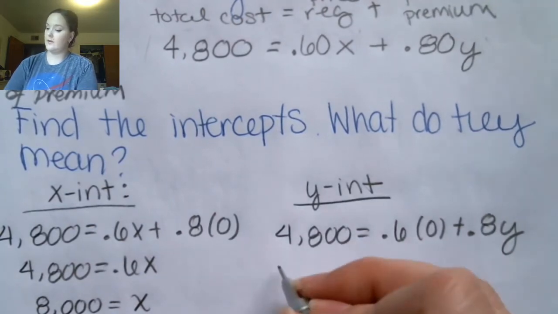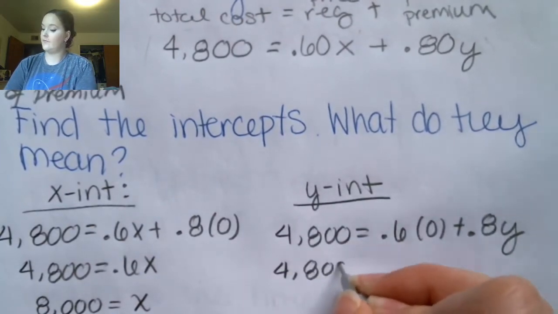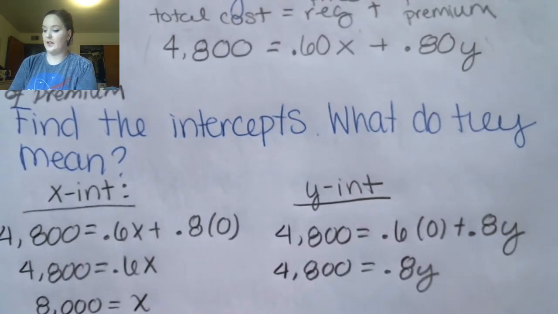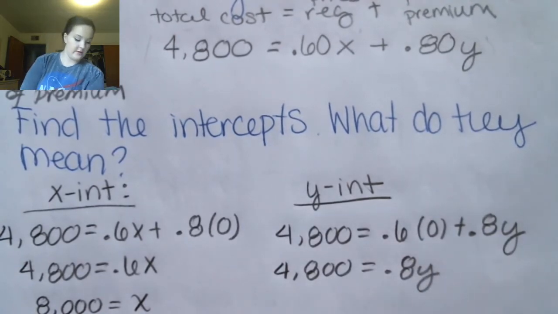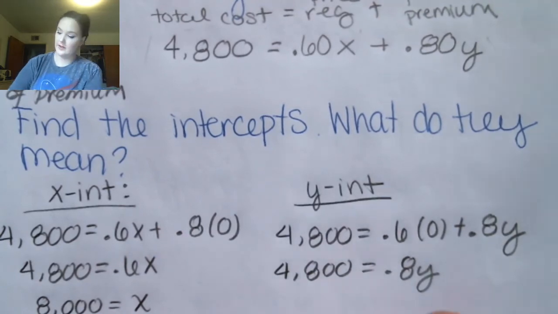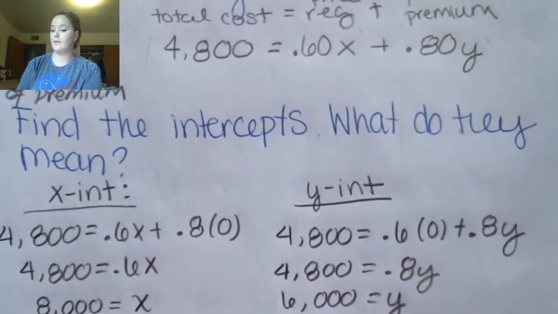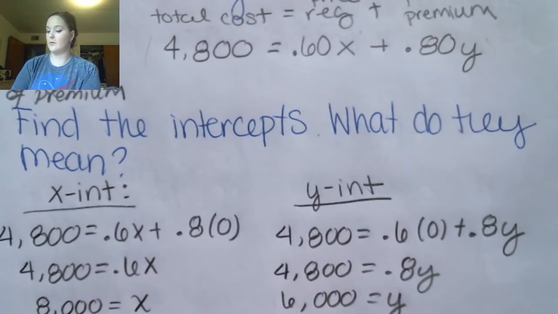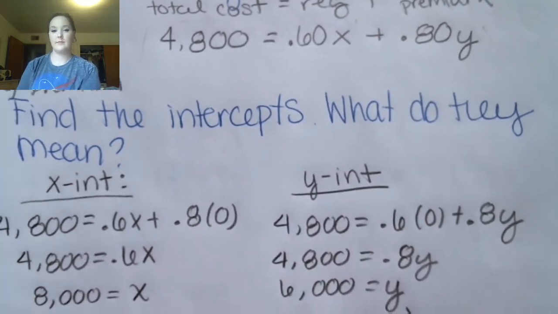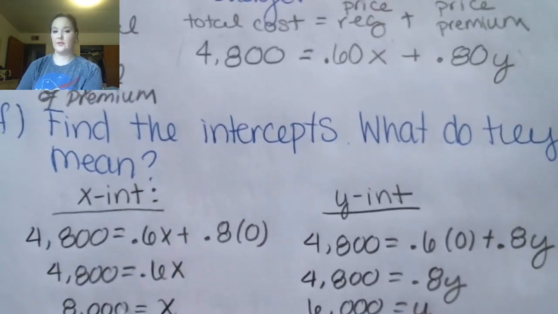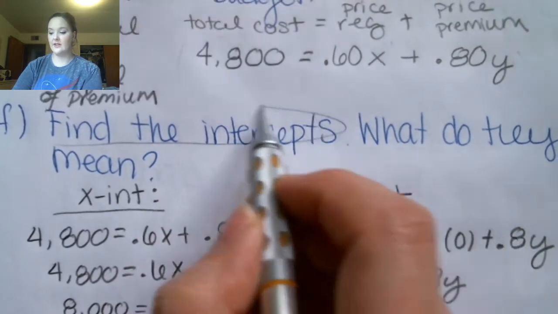Okay, so this is 0. And we would divide both sides by 0.8 to get 6,000. Okay, and we're going to write that as an ordered pair, (0, 6,000). All right, so that only answers the first part, which is find the intercepts.